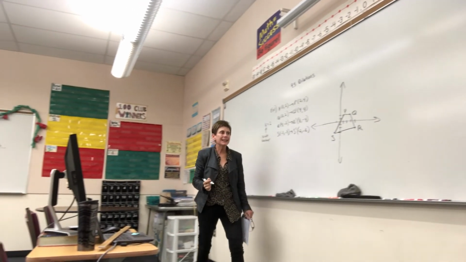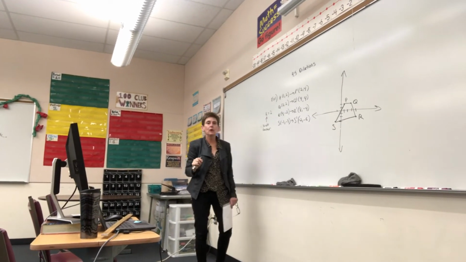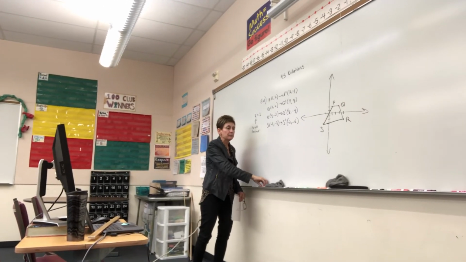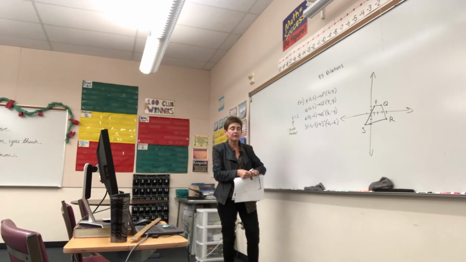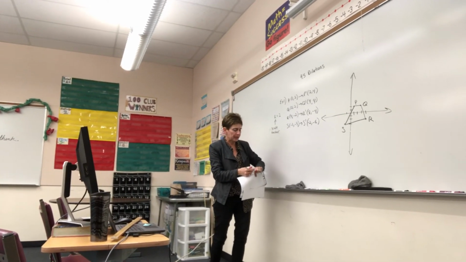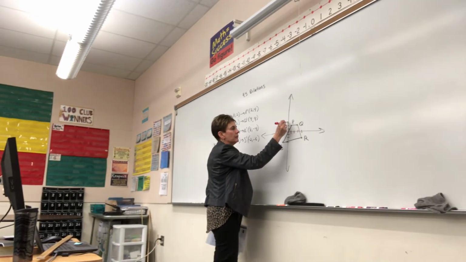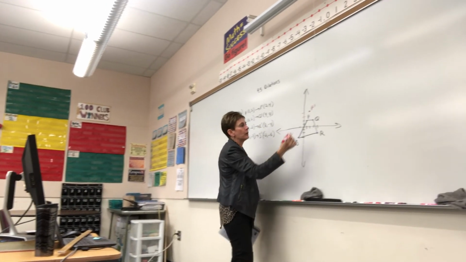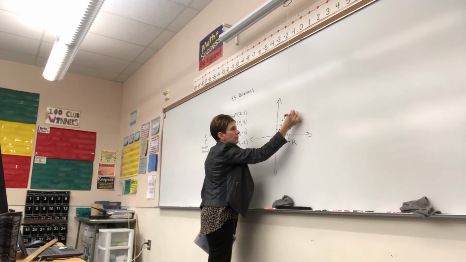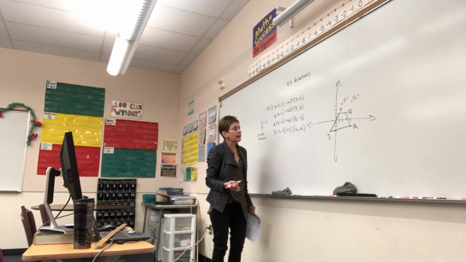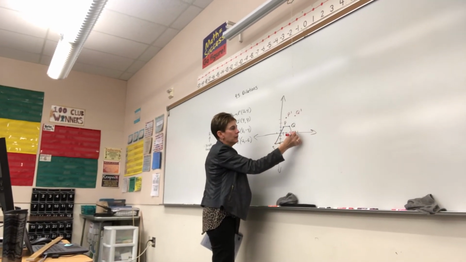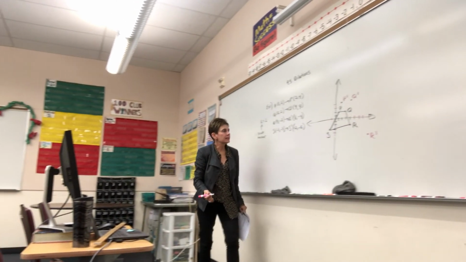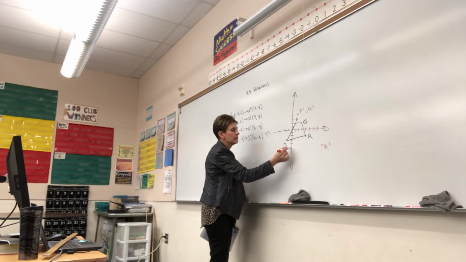Now, because this had a scale factor of 2, which is bigger than 1, I'm expecting when I plot my image points that I will have a figure that's bigger than the one that I started with. Let's see if that happened. I'm going to plot P prime at 2, 4, and then Q prime at 4, 4, and then R prime at 8, negative 4, and S prime at negative 2, negative 6.